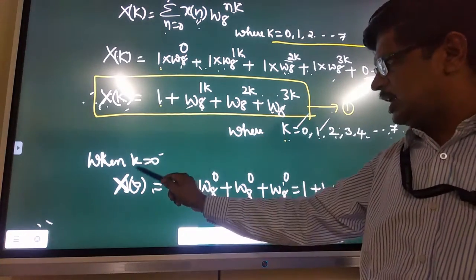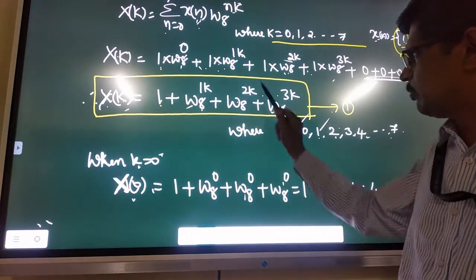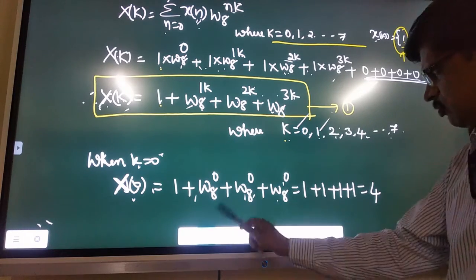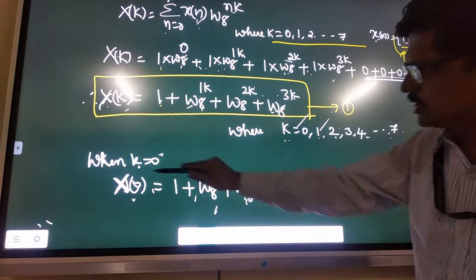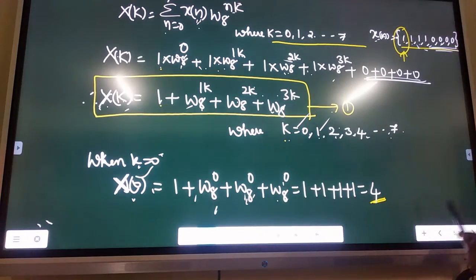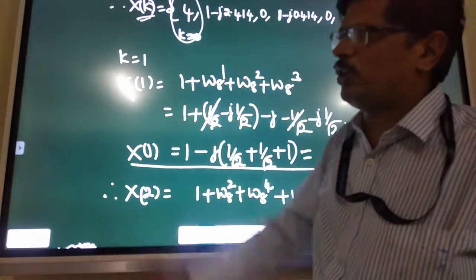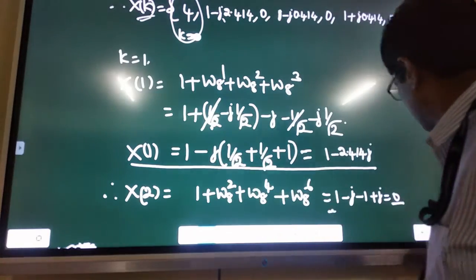Now first, k is 0. x0 is equal to 1 plus omega 8 power 0, omega 8 power 2 into 0 is 0, omega 8 power 0, which is equal to 1 plus 1 plus 1 plus 1, which is equal to 4. Therefore, the first sample is 4. That's what I am writing: x of k, first sample is 4. Similarly, k is equal to 1. Substitute in this formula.